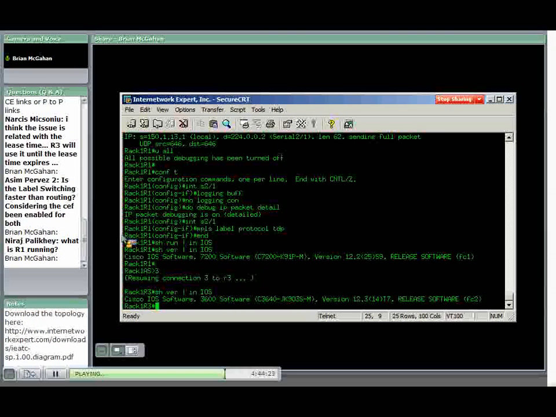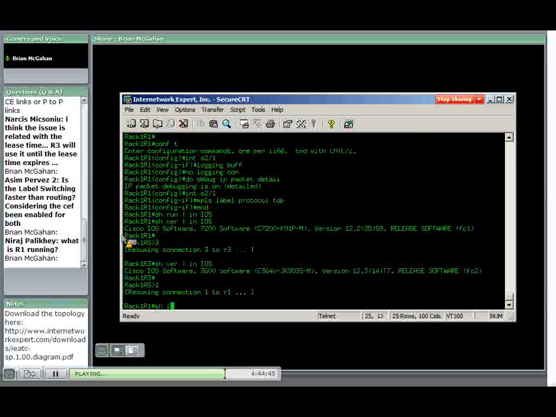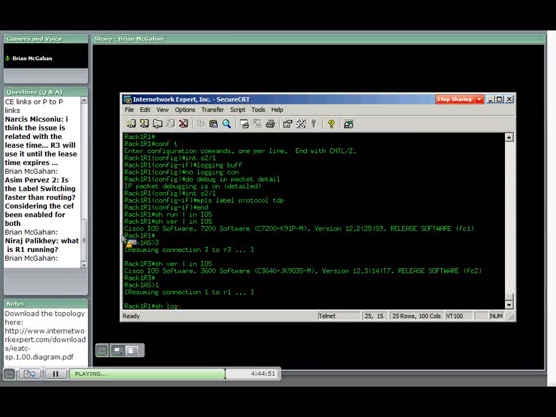Okay, there's a question here. What version is router 1 running? If we show version include IOS, not show run. Okay, it's a 7200. It's running 12.2.25S. Okay, so it's basically one of the latest 12.2S trains. On router 3, show version include IOS. We're running 12.3T.